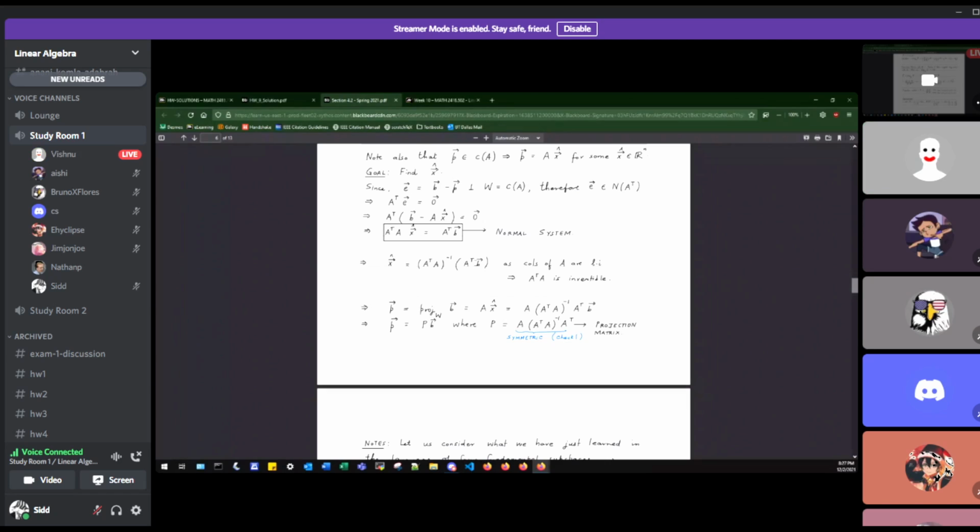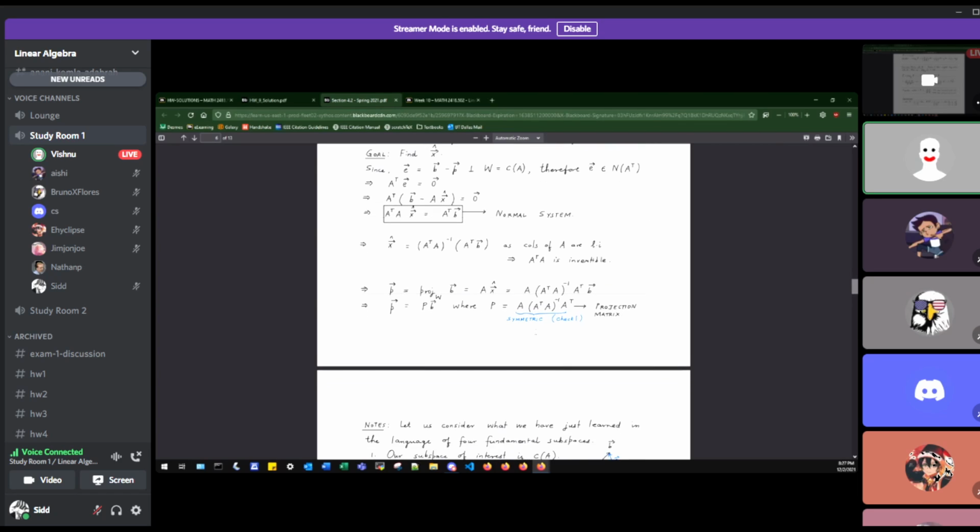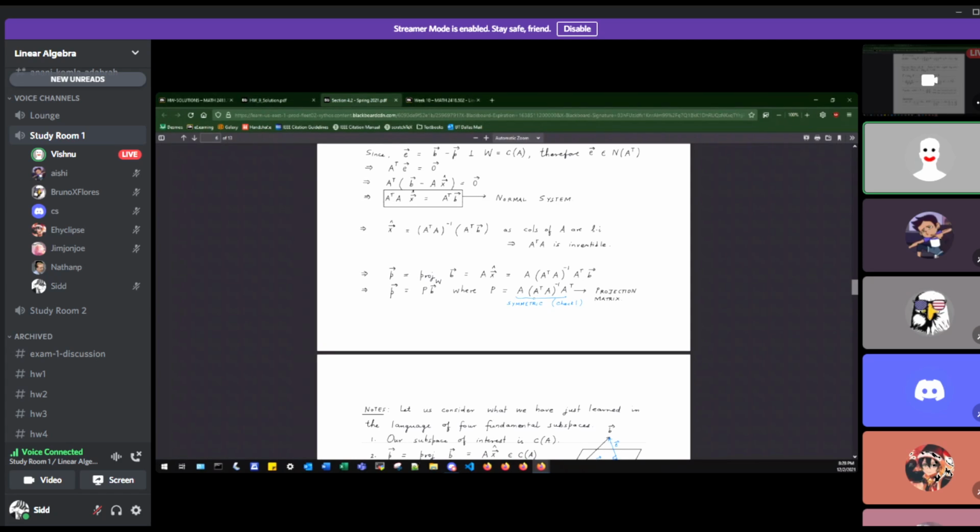And so you get this as your solution for P. You get A times the inverse of A transpose A times A transpose times B, which can be a pretty ugly thing to compute. But your projection matrix will be A times the inverse of A transpose A times A transpose.